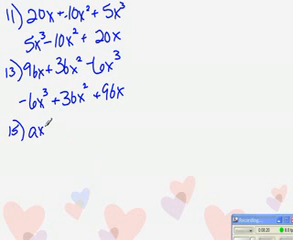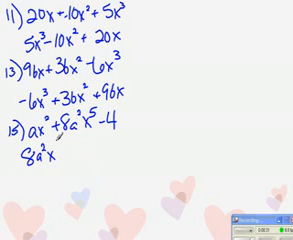Number 15, we have ax squared plus 8a squared x to the fifth minus 4. Highest power of x is 5. So 8a squared x to the fifth. Next power, x squared, and then no x's, so minus 4.